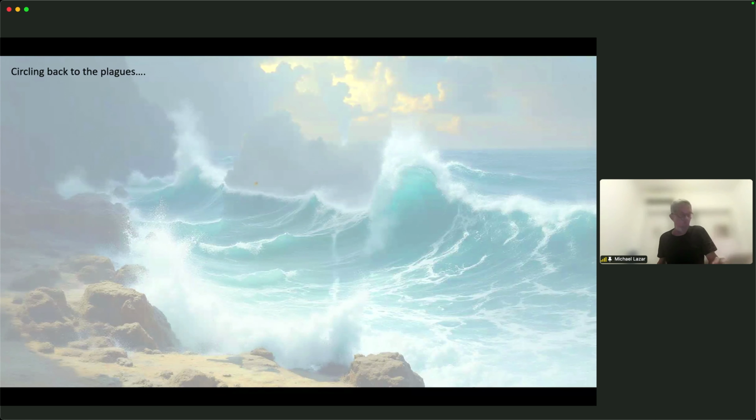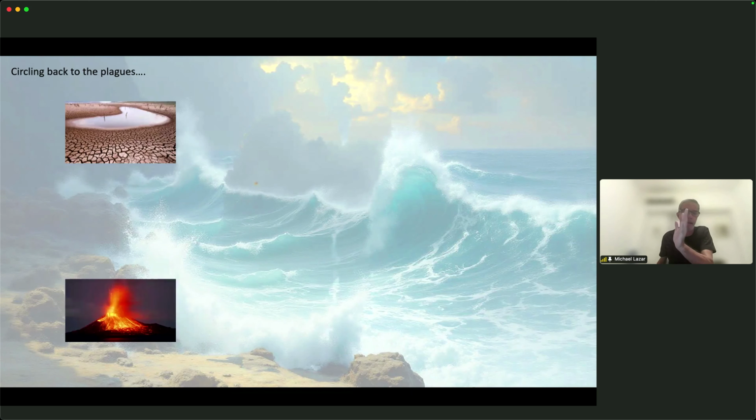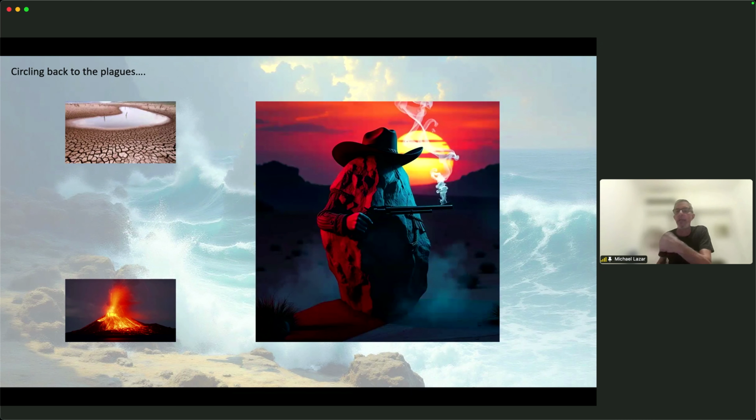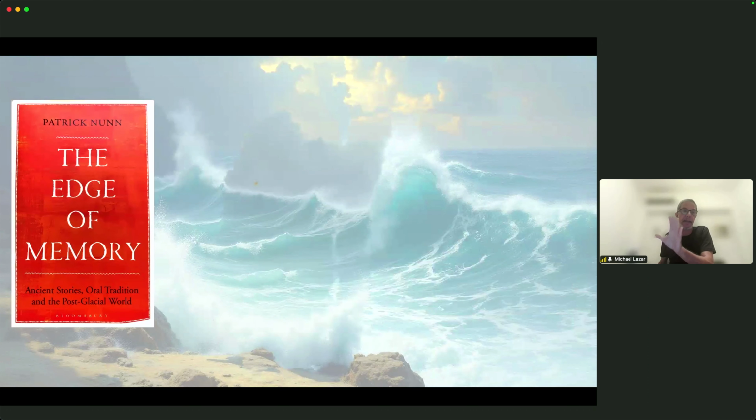I have two more slides. I'm circling back to the plagues. What I started with, the drought and the volcano, at least in terms of what we are seeing from the papers that are coming out now, are not really a smoking gun in terms of geology, and we have to go back and re-examine these again. My initial assumption that these had reasonable geological explanations is somewhat debated in my own head at the moment. I don't have time to go into oral traditions, so I'll skip that.